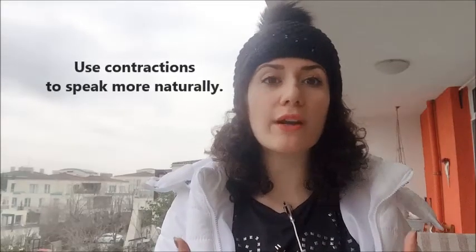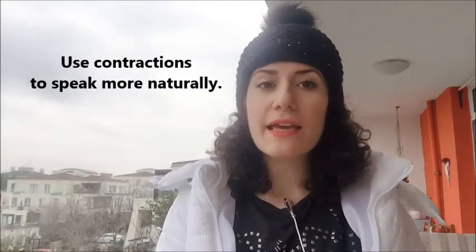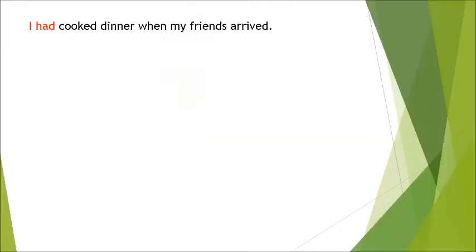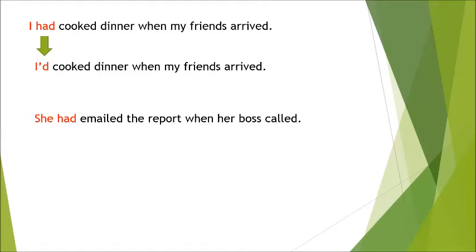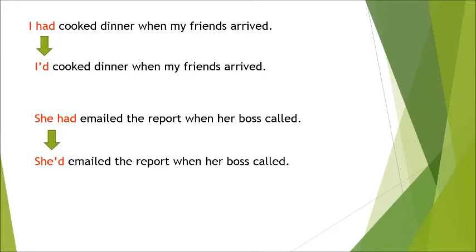You can also use contractions to speak more naturally. I mean, instead of saying, I had cooked dinner when my friends arrived, you can say, I'd cooked dinner when my friends arrived. She had emailed the report when her boss called. You can use the contraction and say, she'd emailed the report when her boss called.